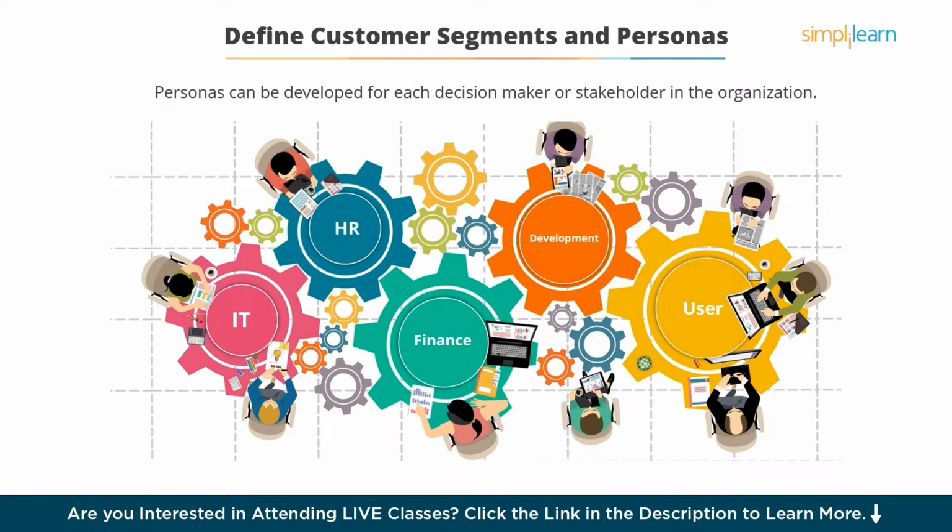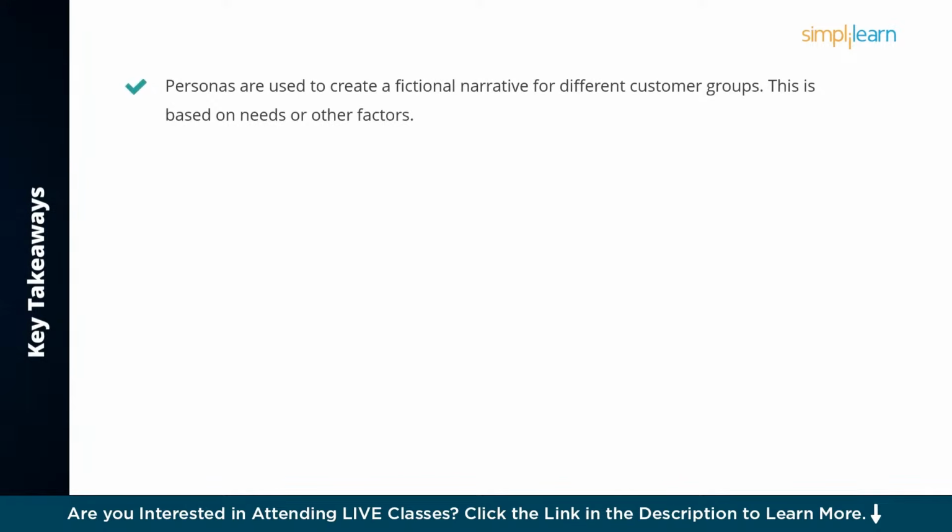In this way, communications can be focused on the needs of each cohort, identifying their informational characteristics and communicating with greater precision. Key takeaways. Personas are used to create a fictional narrative of a distinct customer group, usually based on need or other distinguishing factors.